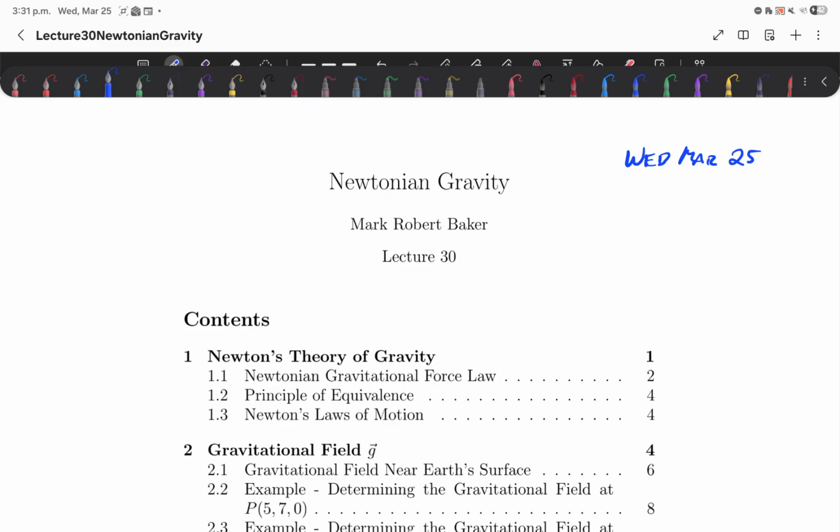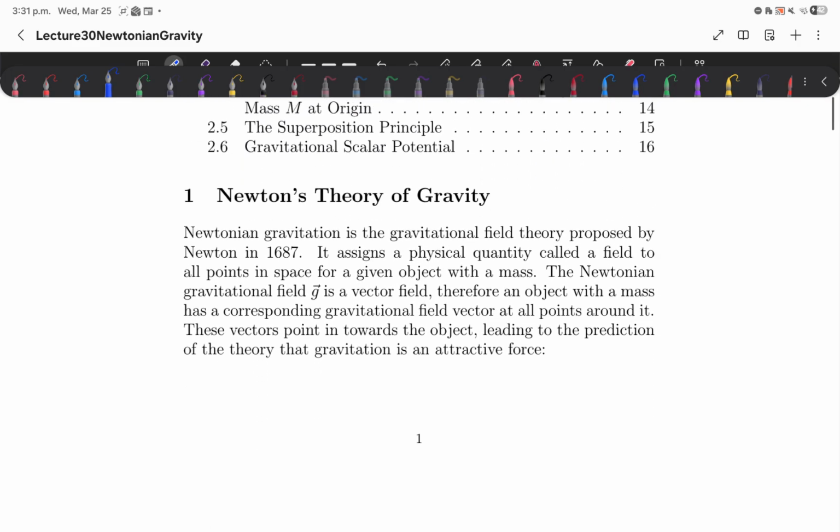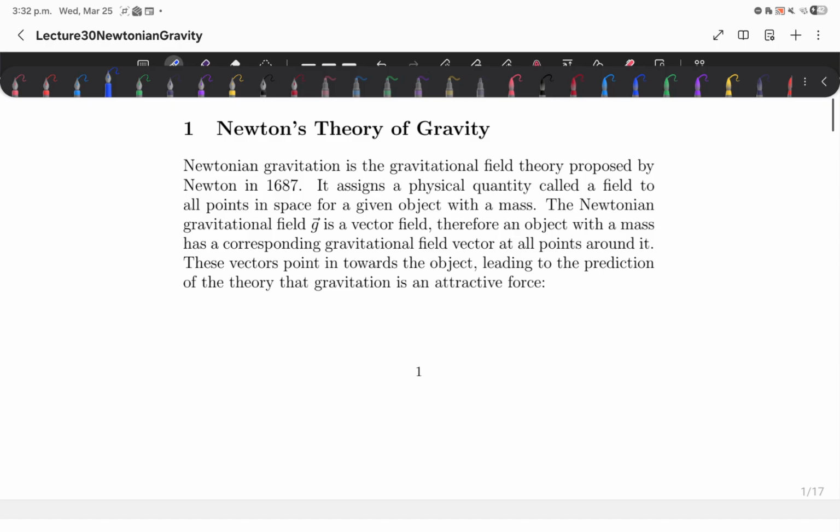Right, gravitation, supposed to be last term, didn't happen, so we permanently moved it here because it's actually a better fit. The mathematics used for electrostatics, particularly the electrostatics of point charges, is identical to what we're going to be doing here today.